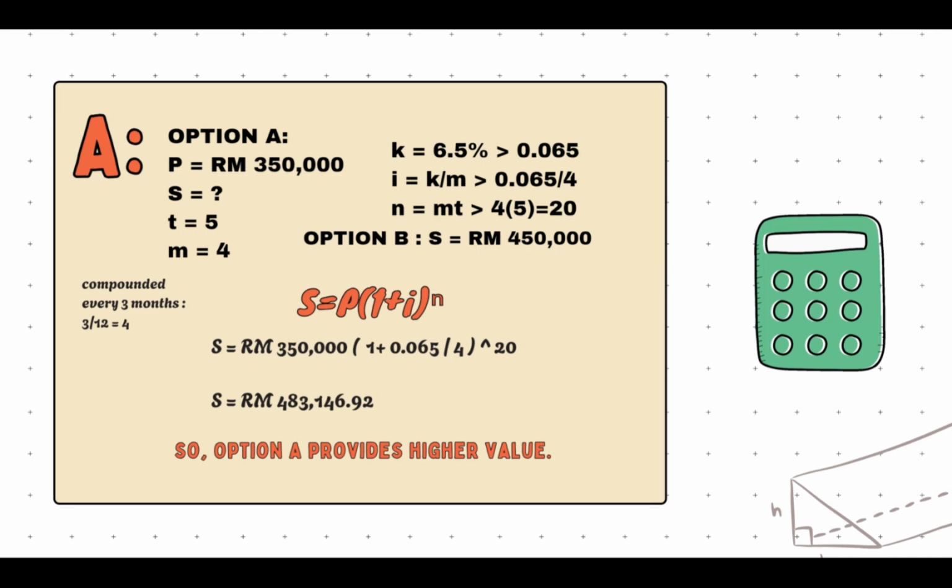So, now we compare both options. Option A gives 483,146 ringgit and 92 cents. Option B gives 450,000 ringgit. Therefore, option A provides the higher value because the investment grows more than the shop lot's future selling price.